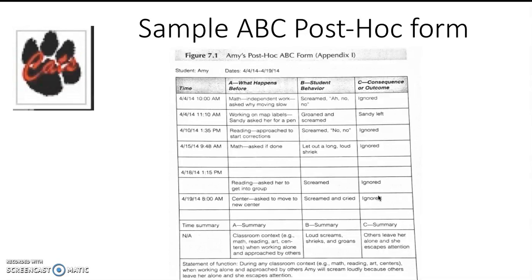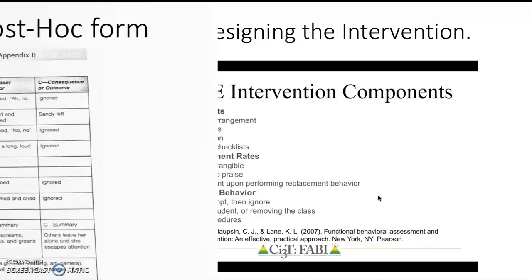Here's an example of an ABC post hoc form. I like this because it has a place for time and date. It's very concise, and you've got what happens before, student behavior, and consequence and outcome. At the bottom of this form, when you're finished with all of the information gathering and analyzing, you have a place to write a summary of the function. Basically, you can state exactly what and pinpoint all the details of this particular intervention.